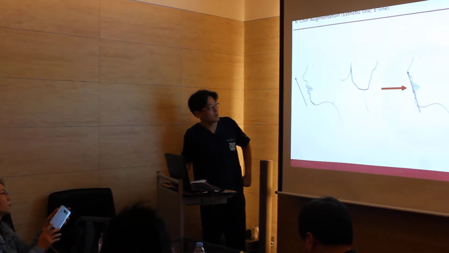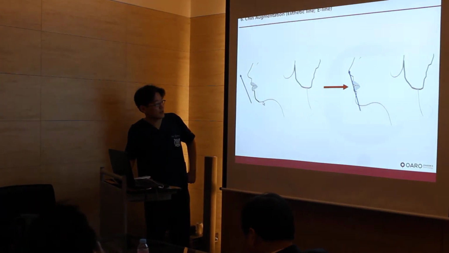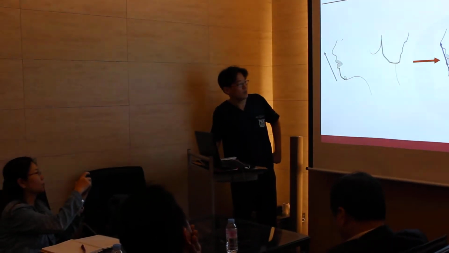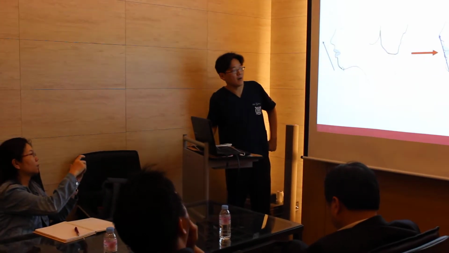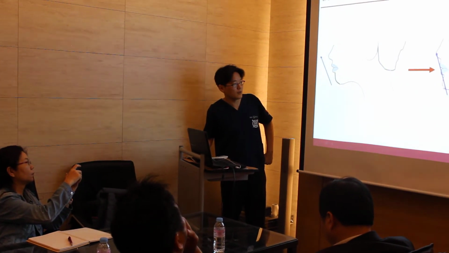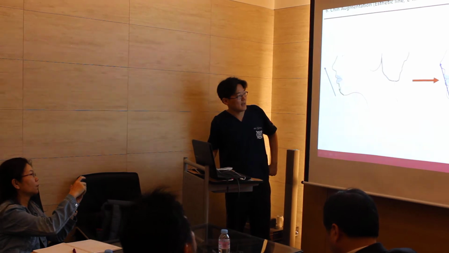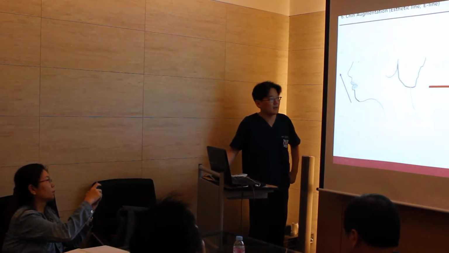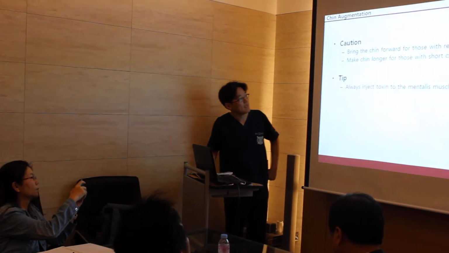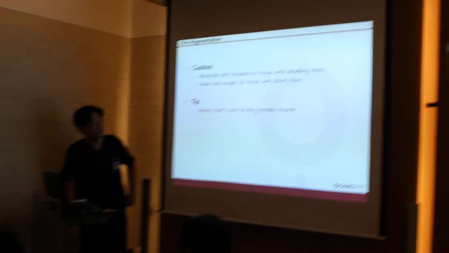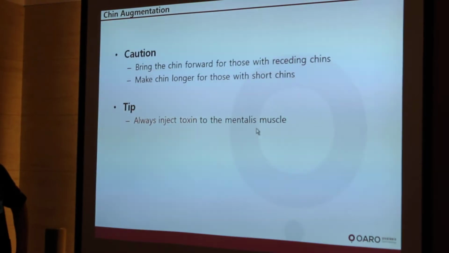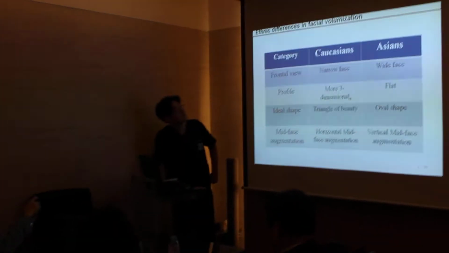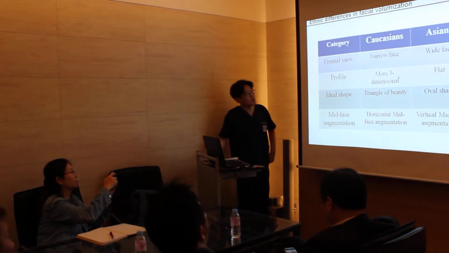Because if a patient's chin is receded or small, it can make the face a little bit awkward. So using filler, you can make the chin lengthen and protrude. That makes the face more refined and beautiful. So let me push it together to the mentalis muscle. Okay, so this is the summary of filler injection.